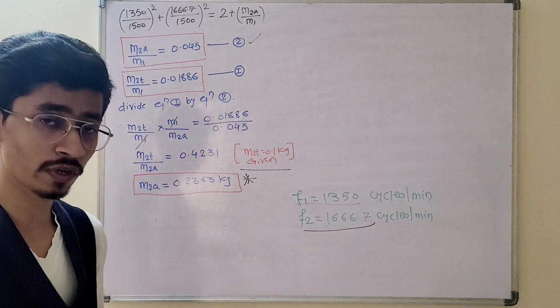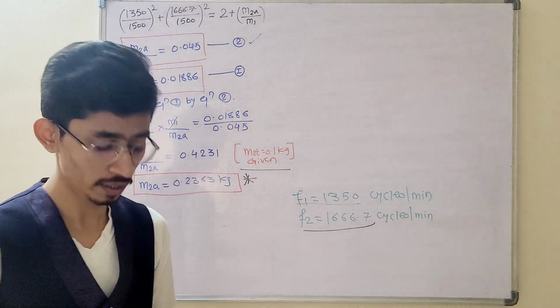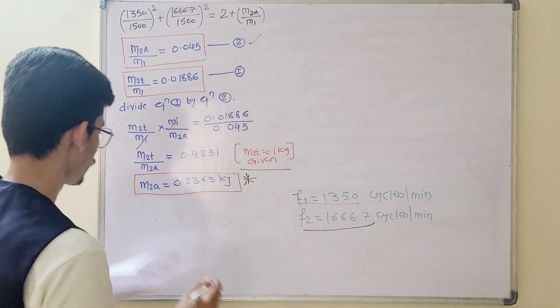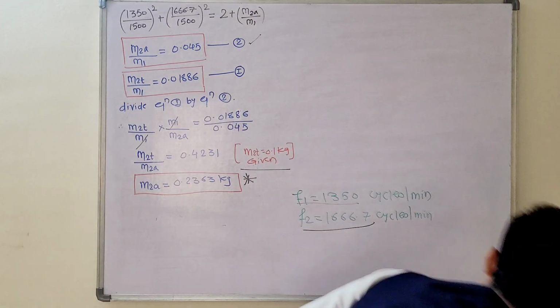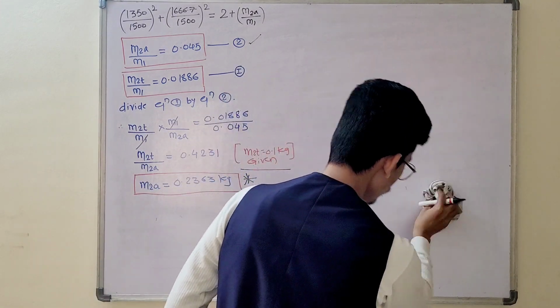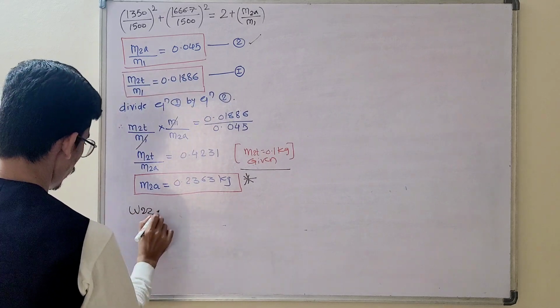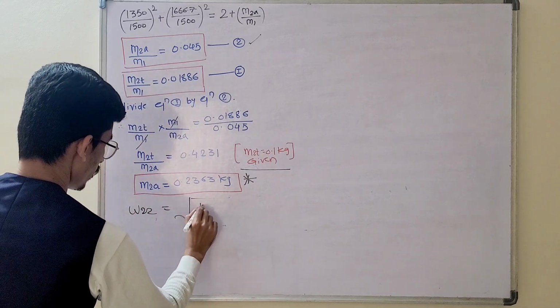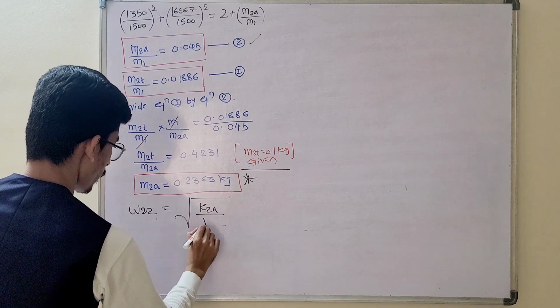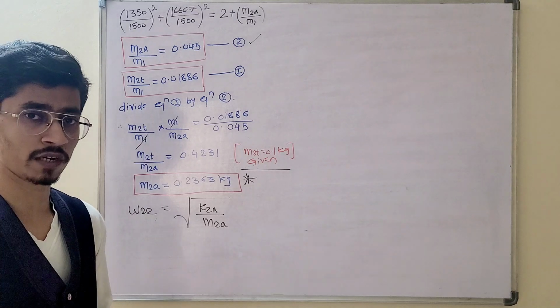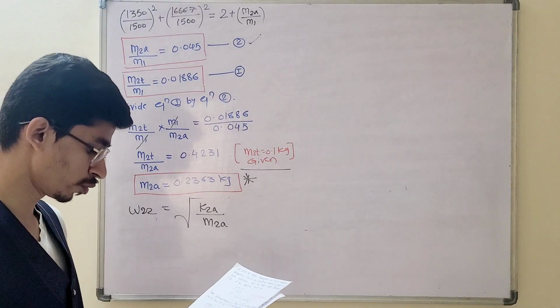0.2363 kg. Now we have to check whether this mass is right or wrong. So for that we need to find out what will be the stiffness. So how can we find stiffness for this data? For stiffness we know omega 22 is equal to under root k2a by m2a. This formula we are utilizing, the simple frequency formula.